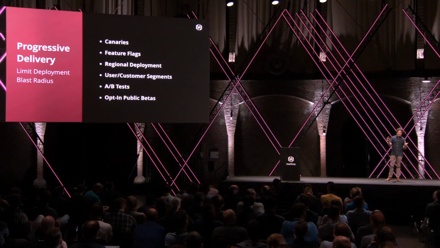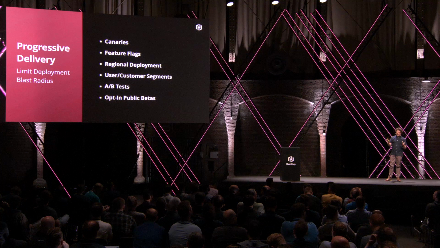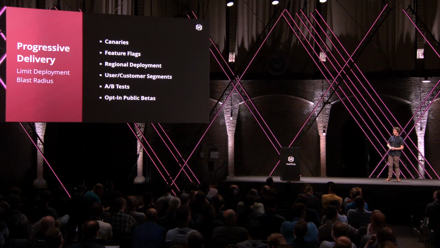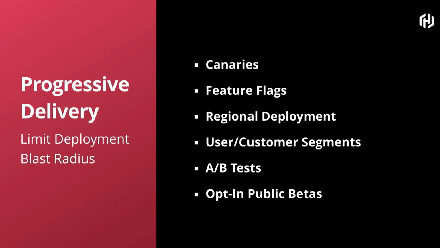So progressive delivery is this umbrella term for a bunch of practices that have been around quite a while. I imagine the vast majority of the audience here who are practitioners have done at least one of these things before: canarying a release, using feature flags to control who gets to see what in production, deploying to different regions at different times, and so on.